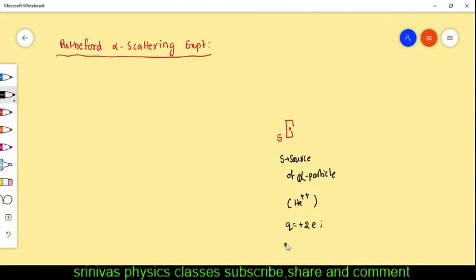The mass of the alpha particle is 4 units, because we take the mass number as the mass: helium 4. This mass number we can take as a mass.